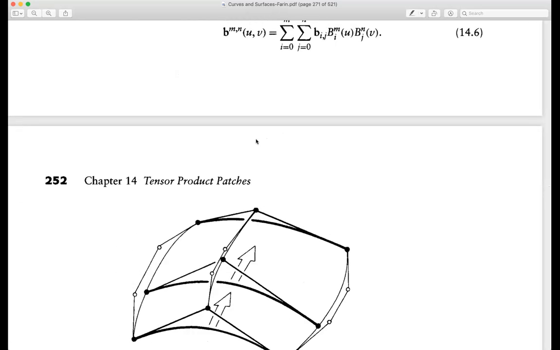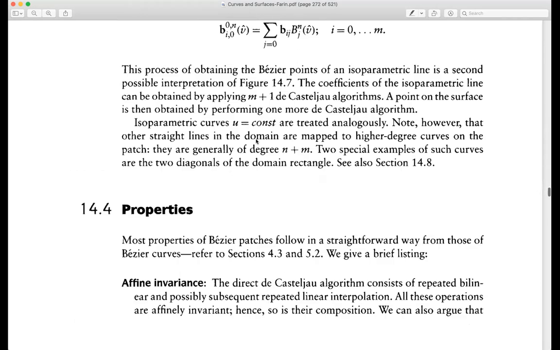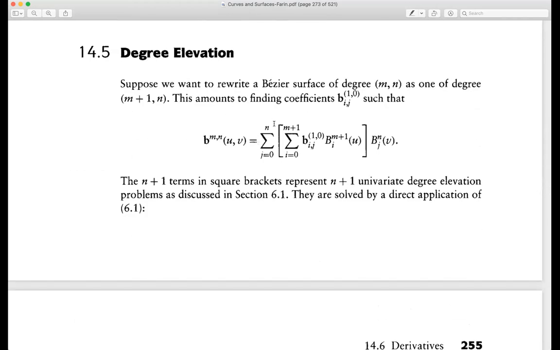Okay, so in the book, chapter 14 in Farin, the next section after the properties will be the degree elevation. Degree elevation is also an important property of the Bezier curve or Bezier surface, right? If you want to make your model more flexible, you can simply use the degree elevation. We have the degree elevation for the Bezier curve, right? And how can we perform the degree elevation for the Bezier surface? How?